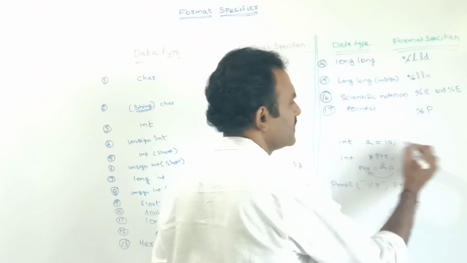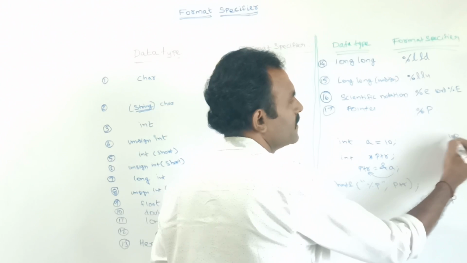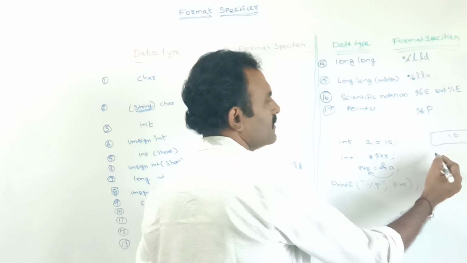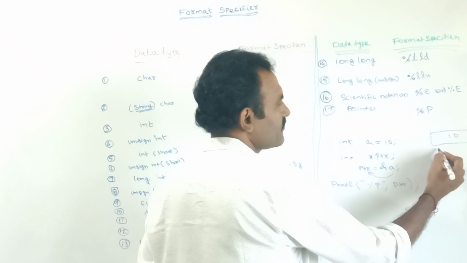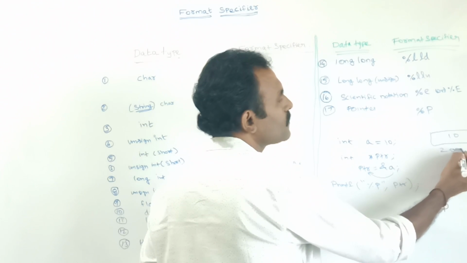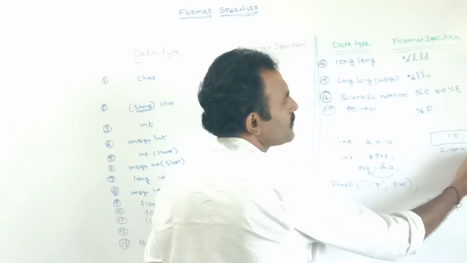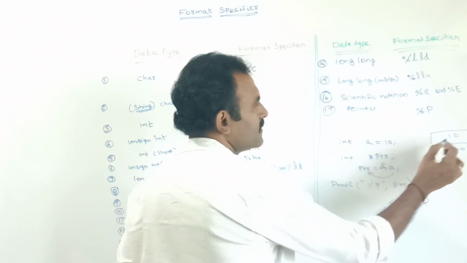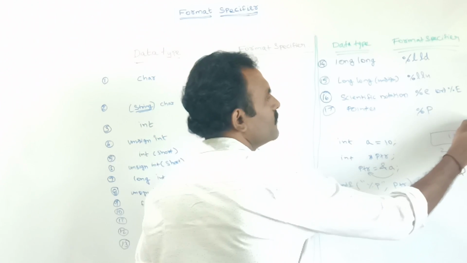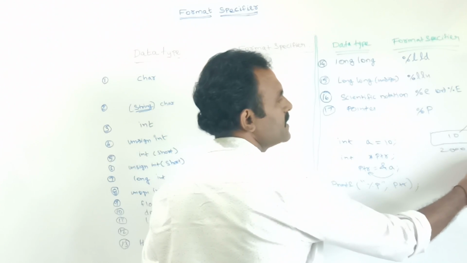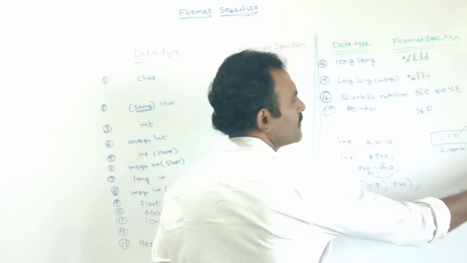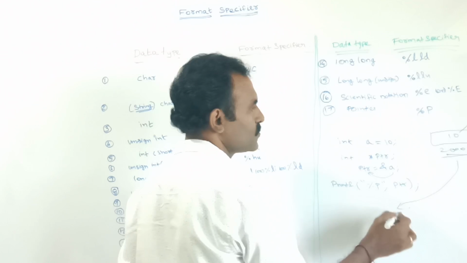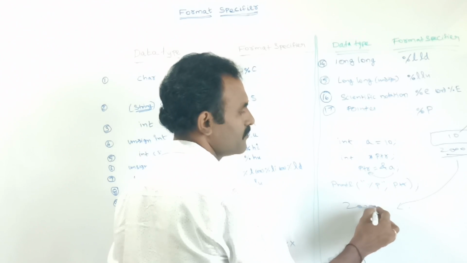Here the address only will be printed. For example, if the 10 is stored in a memory location, let us assume 2004a, this is the value, this is the address. This address, where the 10 is stored, will be printed here.